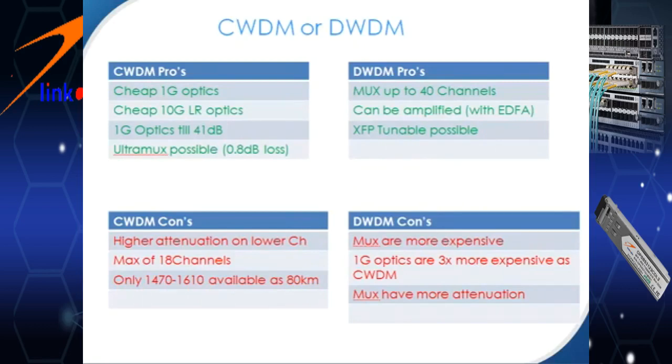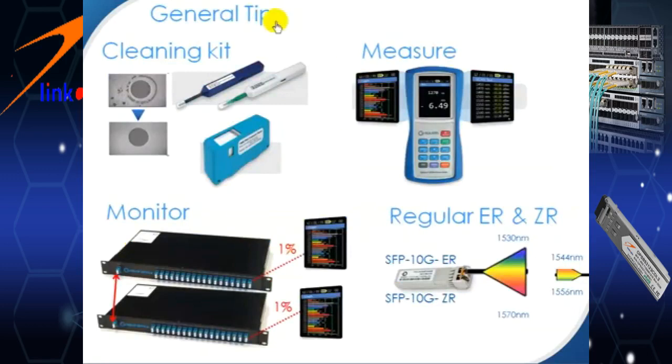Here the last slides are some general tips. First of all, work clean. We can provide you cleaning sticks and a cleaning pad. This is a picture of a surface of a lens. If there's dust on it, you won't reach the 80 kilometers.